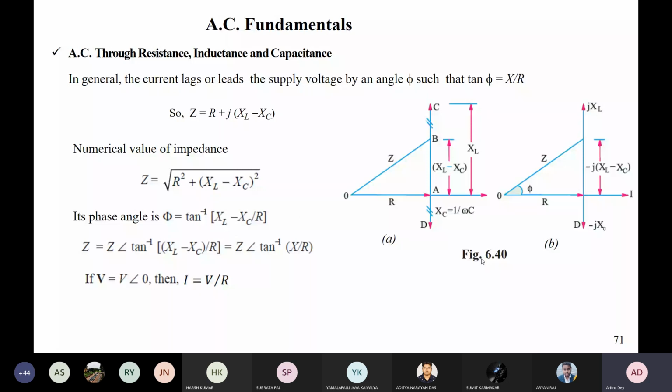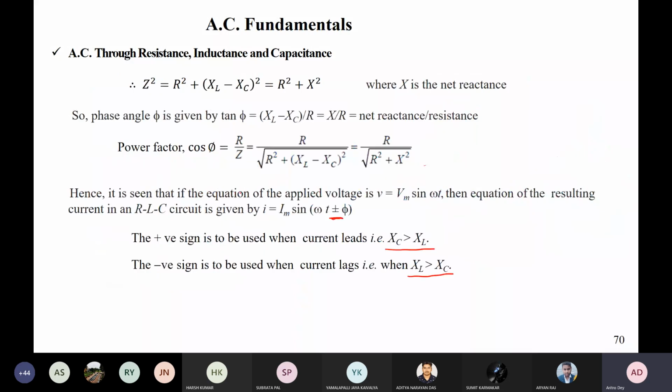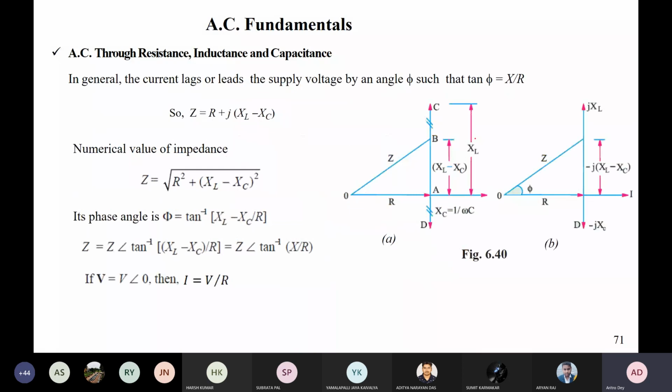So how can you find phi? You can calculate cos phi from here, and then cos inverse will give you phi. Or you can find it using the phasor diagram, where phi equals tan inverse of XL minus XC divided by R. If we take V as the reference phasor, so this angle is 0, then we can write I equal to V angle 0 by Z angle phi.